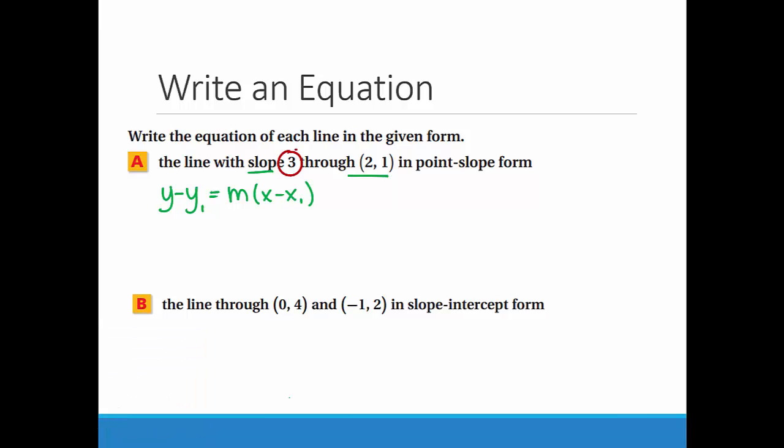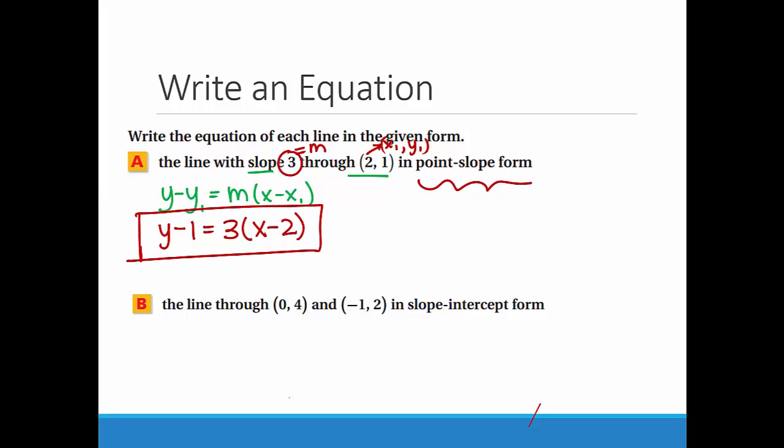This is your m. This is your x1, y1. So we end up with y minus the y in my point, which is 1, equals my slope, which is 3, times x minus the x in my point, which is 2. And because it told us to write it in point-slope form, we get to leave it like this. If they told us to write it in slope-intercept form, which is y equals mx plus b, we'd have to convert it, like the next one.